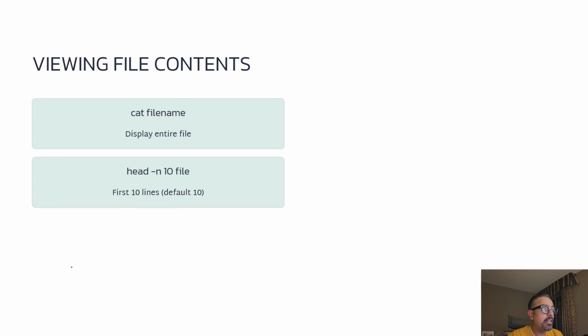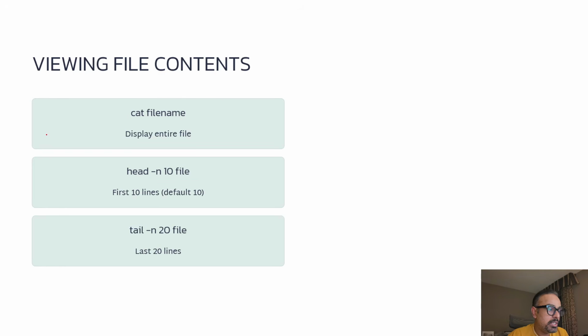Then comes head -n 10 file. Over here, cat is going to show you the full file. Now, when you say head, it is going to show you only the first 10 lines of that specific file. Suppose this file has multiple lines; when you use the head command, it is going to go to the head and get the top 10 lines for you.